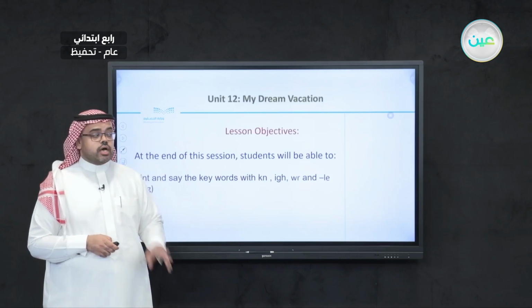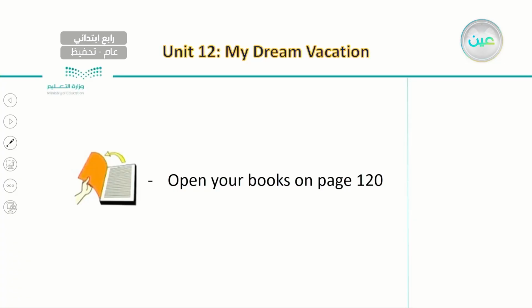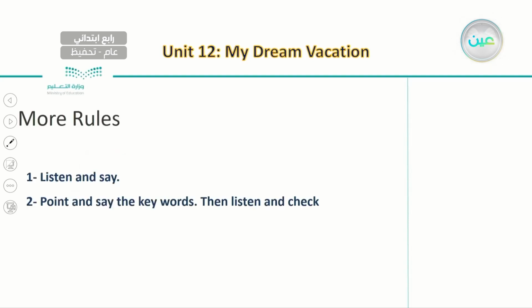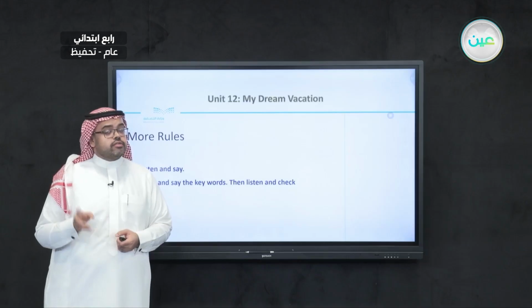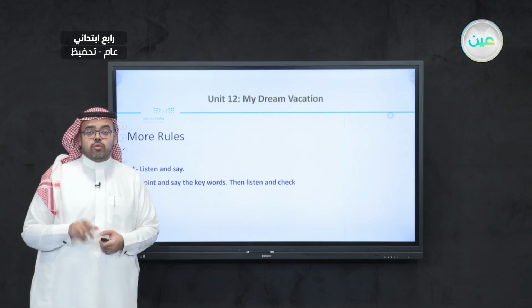And to do this, I would like you to open your books on page 120. So on page 120, we will see more rules. And what I mean by rules of these blends is that some of these blends may have two letters, but we pronounce only one letter. Yes, they have two letters, but we pronounce only one of them.